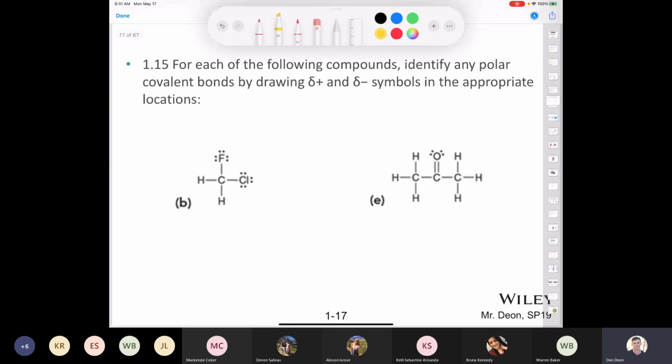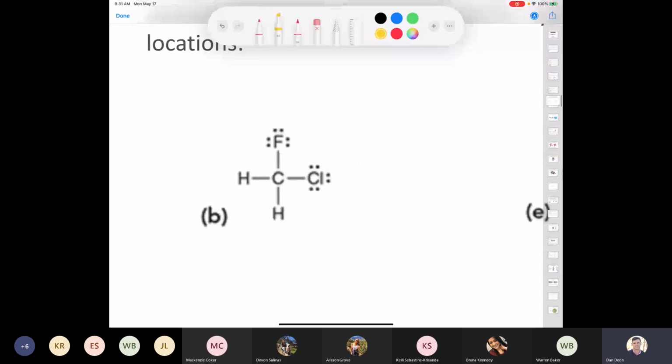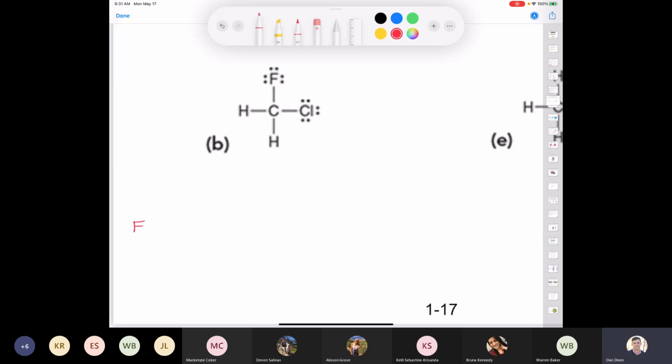It says, for each of the following compounds, identify any polar covalent bonds by drawing delta plus and delta minus symbols in the appropriate locations. The reason why these are so important is, again, because it's going to help you understand reactivity of molecules later on. Well, let me help you out, because I don't expect you to have had time to memorize all these electronegativity values, but fluorine is 4.0, chlorine is 3.0, carbon is 2.5, and hydrogen is 2.1.